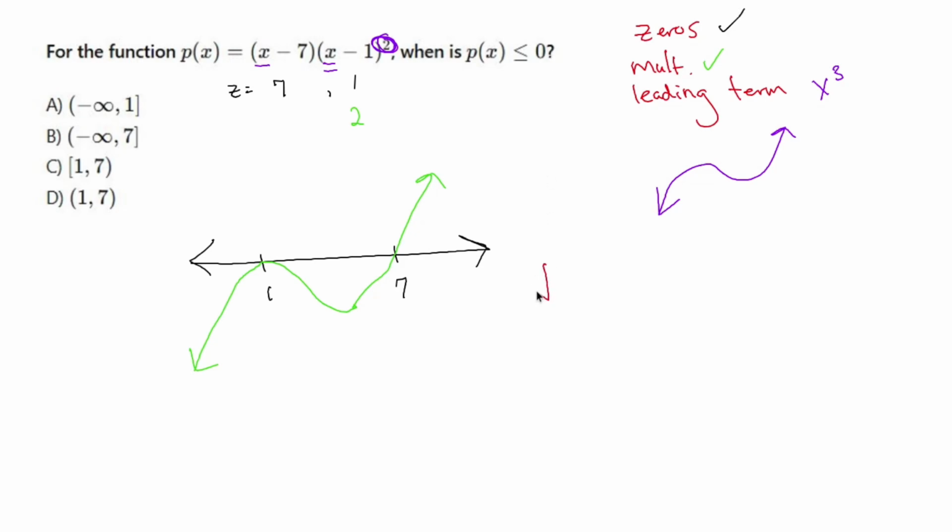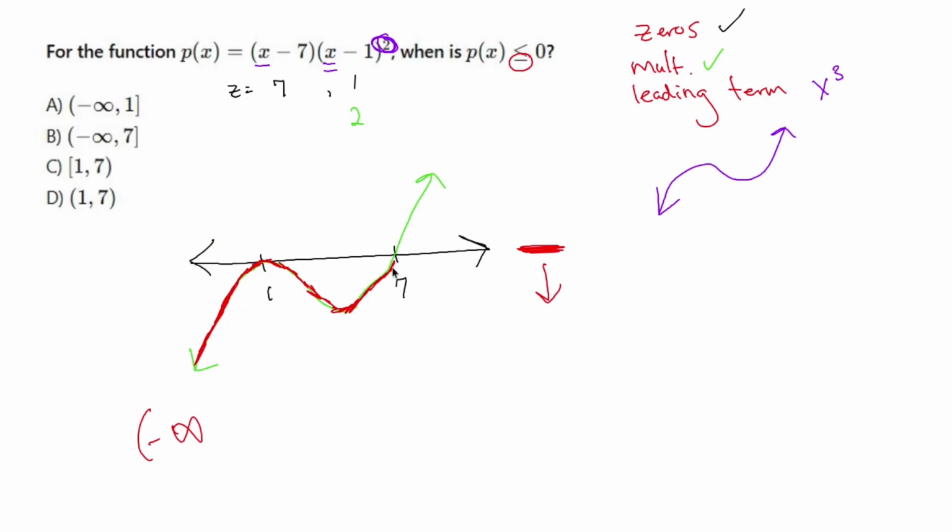Now my job is to find out where this is less than or equal to 0. In other words, where is this below or touching the line? I'm allowed to touch the line because it's allowed to be or equal to. Starting at negative infinity, I'm already underneath the line. Still underneath it. Right now I'm barely touching the line, but I'm allowed to touch the line, so I'm still good. Still underneath.